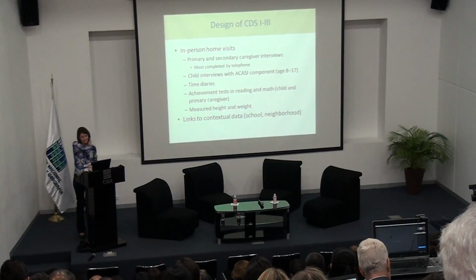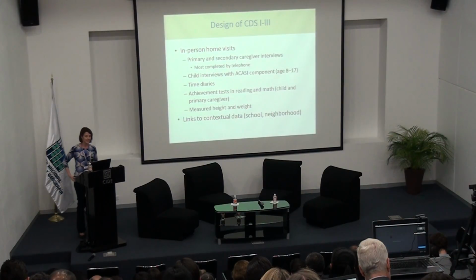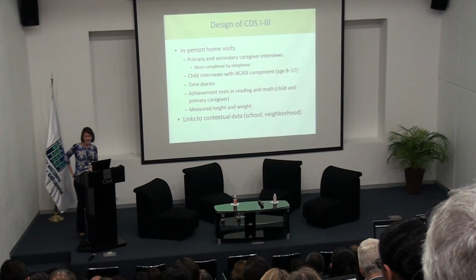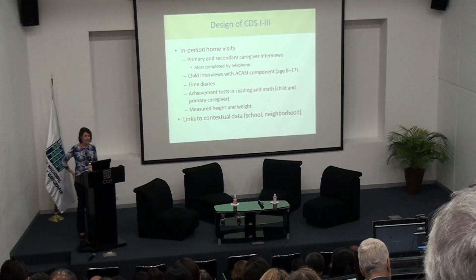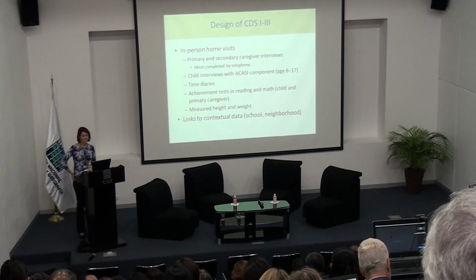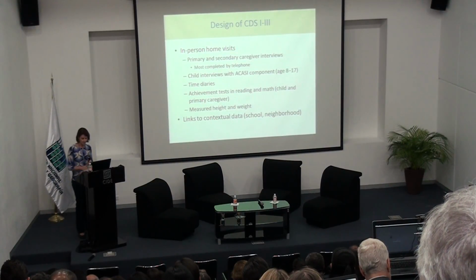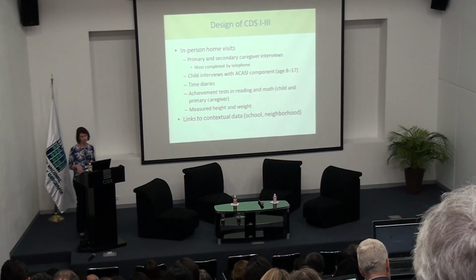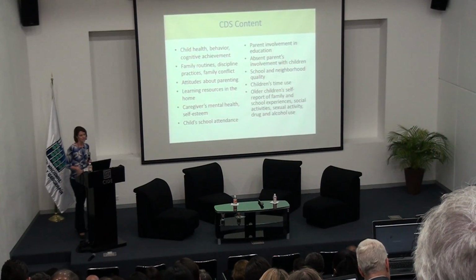We also conducted a cognitive achievement test in reading and math with both the child and the primary caregiver, and we did anthropometric measurements of height and weight. And then we also were able to link, we knew which neighborhoods children were living in, and we got the school names so that we could link to contextual data about children's schools.